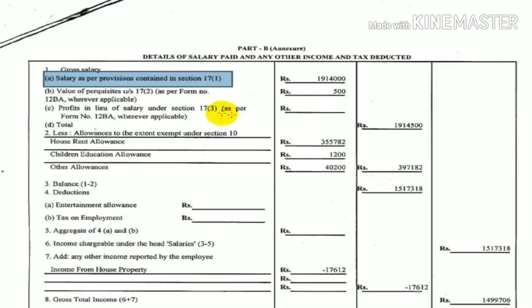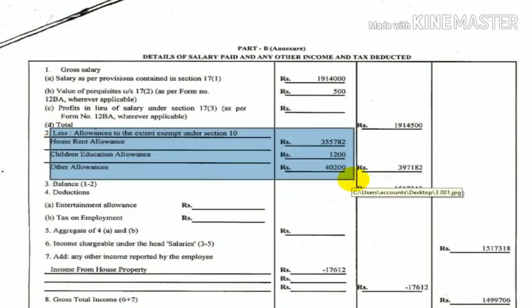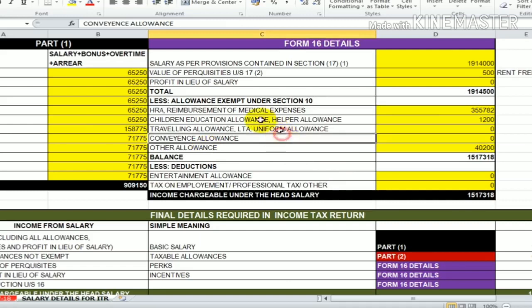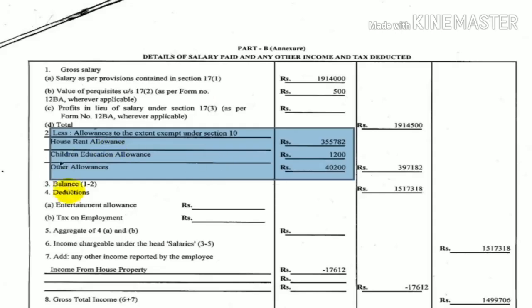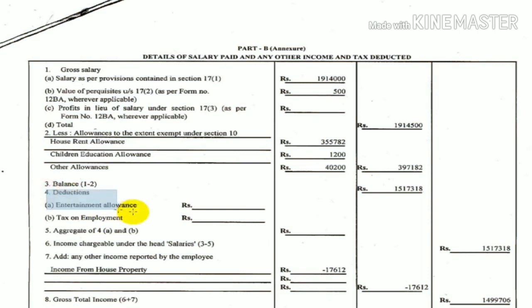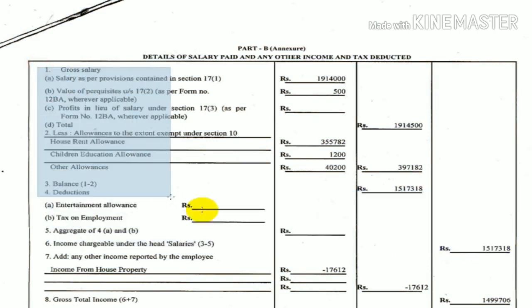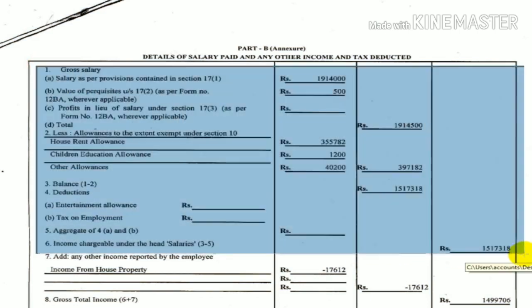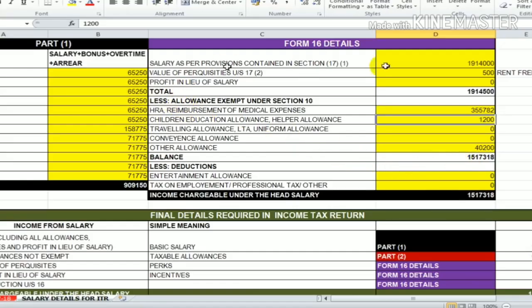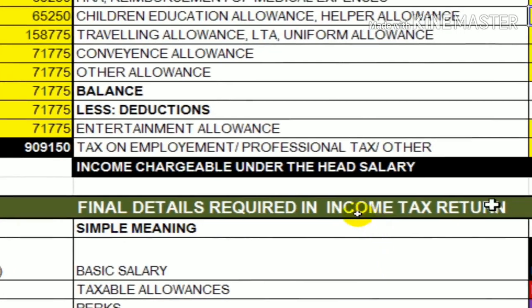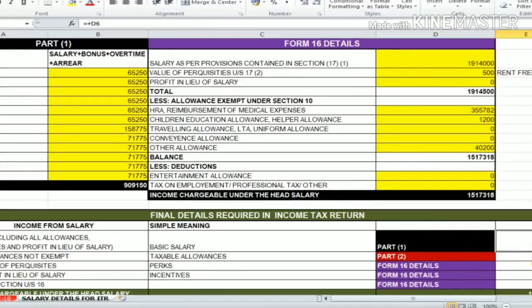I'm going to show you in your Form 16. Here is allowances exempt under section 10. You will have to enter these details. I already bifurcated these allowances, so you will have to enter the figures as per the bifurcations of the allowances, and then deductions, if any, in your Form 16. Here you can find the deductions. So you will have to enter up to this portion in the Excel sheet, and your final details required in the income tax return will be prepared automatically.